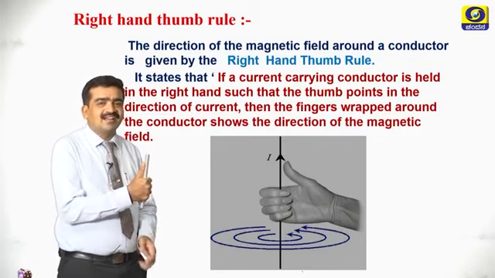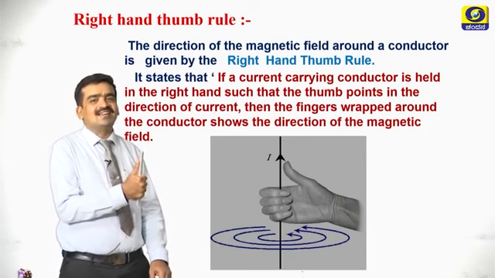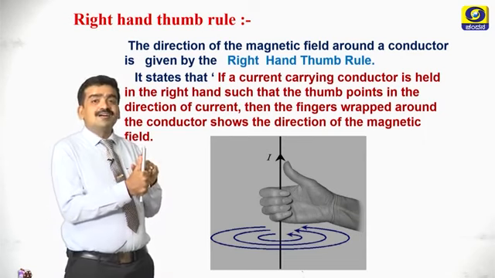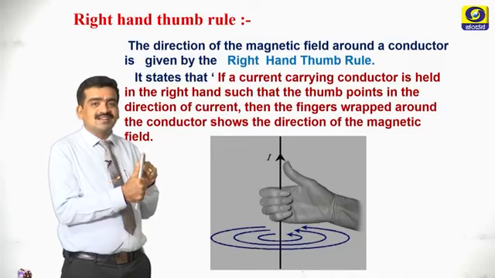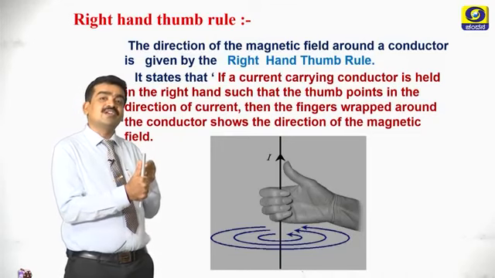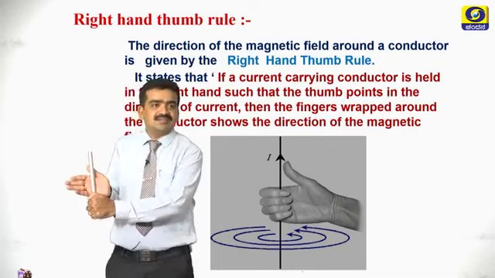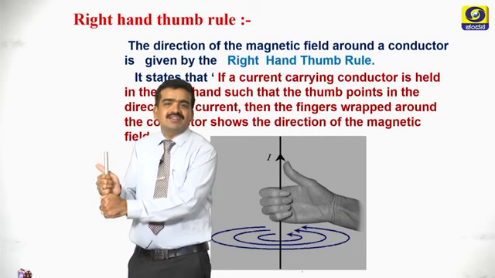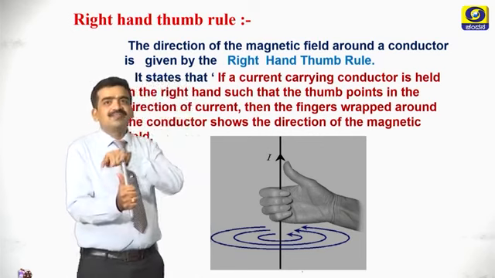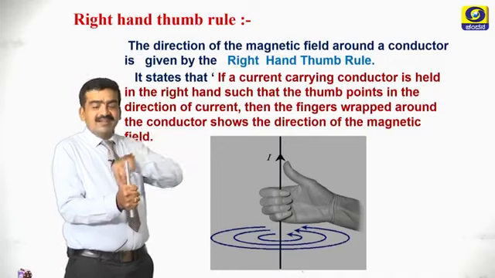the thumb pointing upwards indicates the direction of the current. If the current is flowing upward, it is indicated by the thumb. So here see the arrangement of the fingers. I am showing you the arrangement of the fingers. It is going to cover the conductor in an anti-clockwise manner.